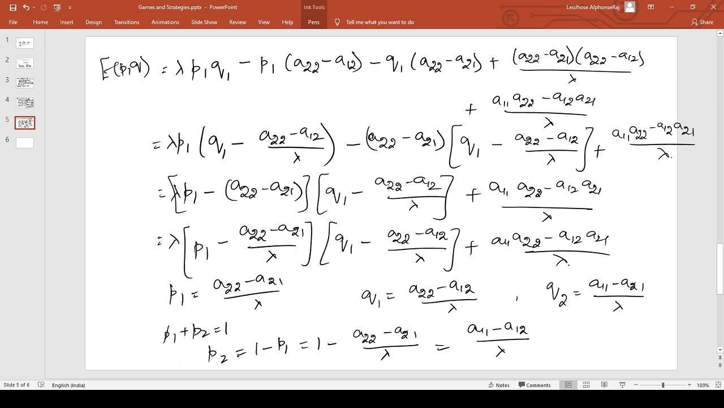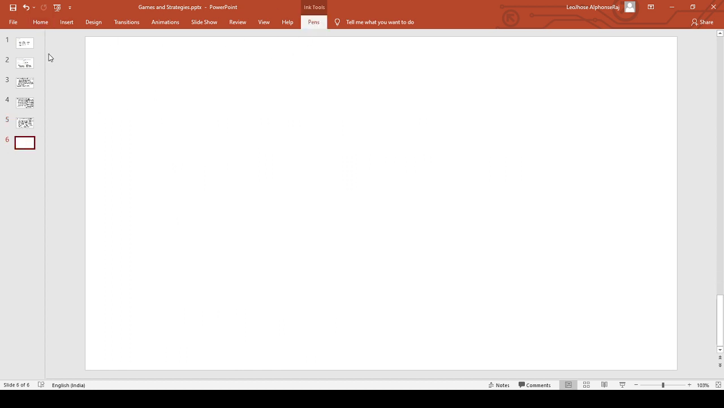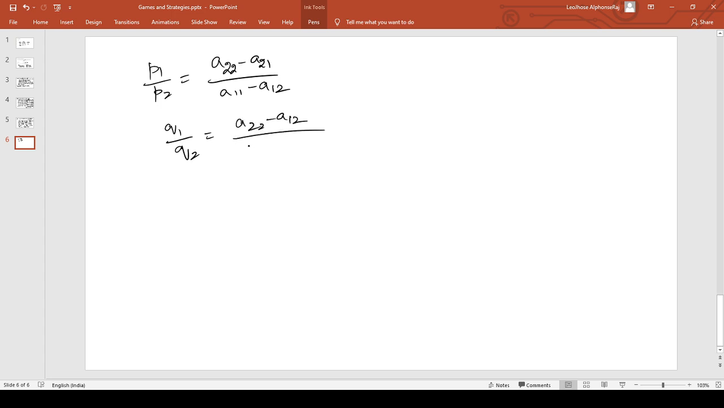Hence, we have determined all the quantities. We can prove that P1 by P2 is the same as that in the theorem. P1 by P2 is equal to A22 minus A21 divided by A11 minus A12, and Q1 by Q2 is going to be A22 minus A12 divided by A11 minus A21, and finally the value of the game is going to be A11 A22 minus A12 A21 divided by lambda.